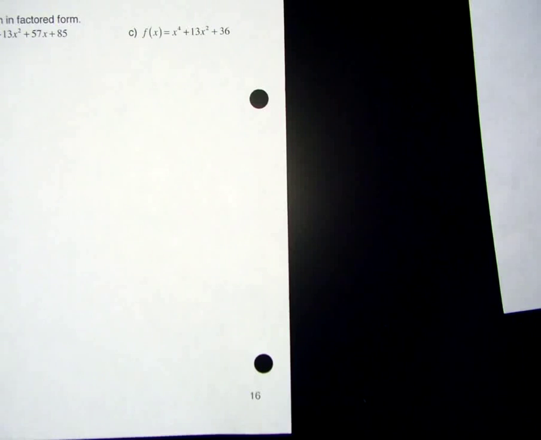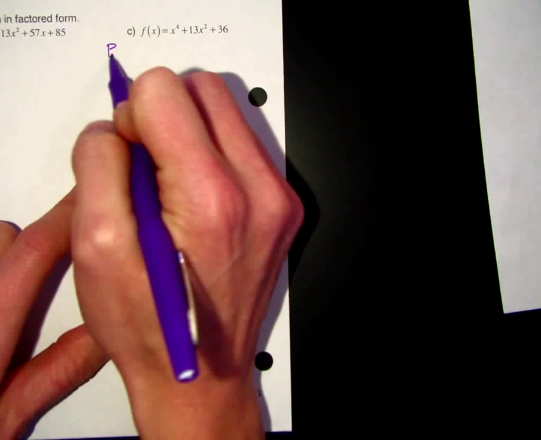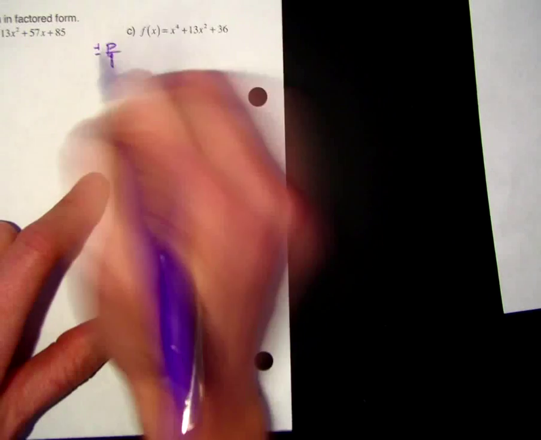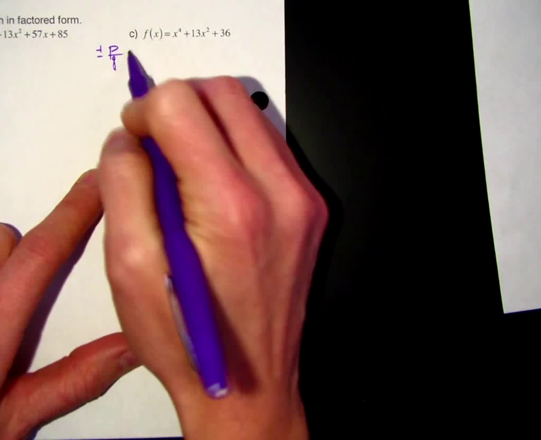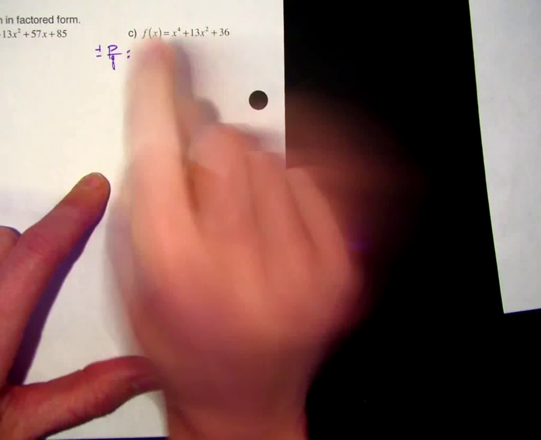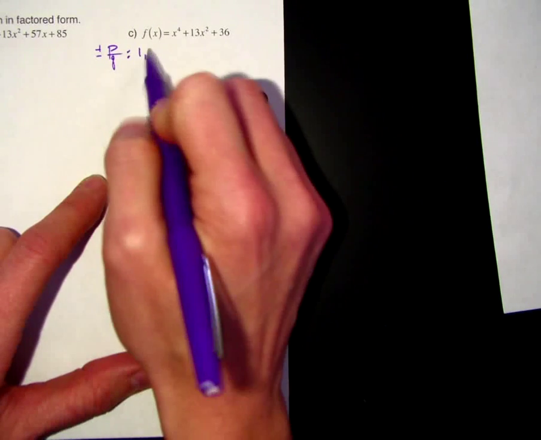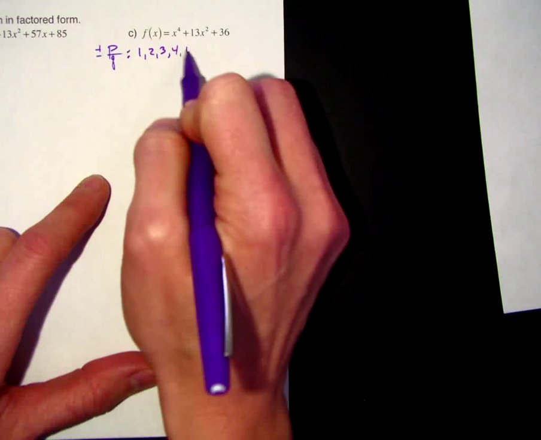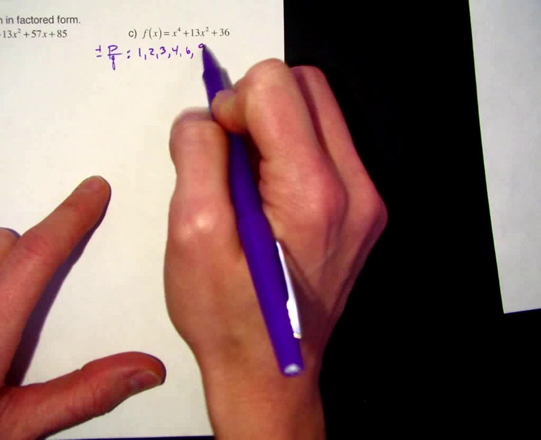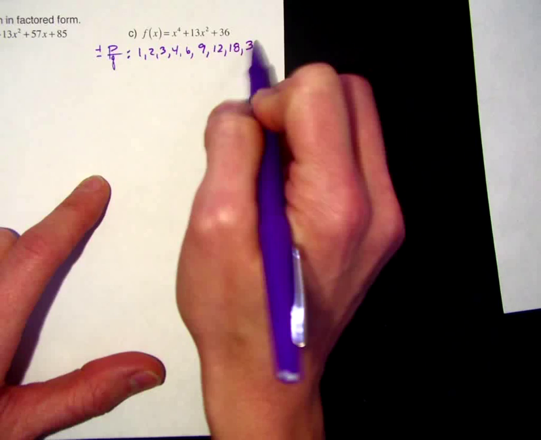For example, 2C, we're going to go ahead and find our P over Q's because that's generally how we start if we're not using a calculator here. And again, this is nice because Q is 1, and whenever Q is 1, it's really just the factors of P. So we get 1, 2, 3, 4, 6, 9, 12, 18, 36. Everybody agree?